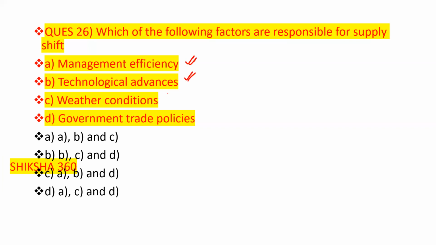Weather condition is not one of the factors responsible for the supply shift here. Option D is government trade policies. Basically this is also one of the factors.